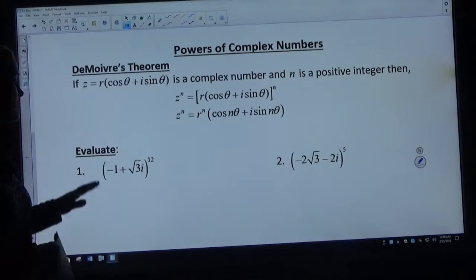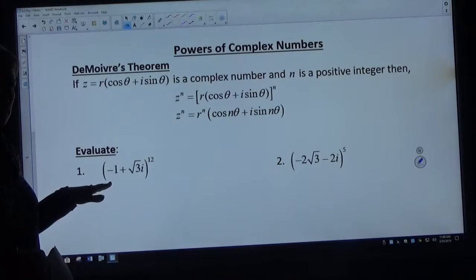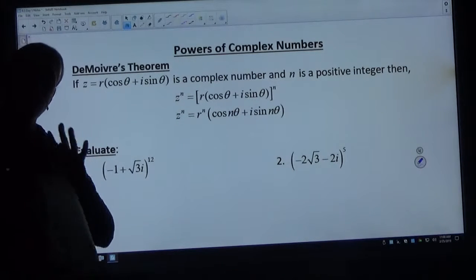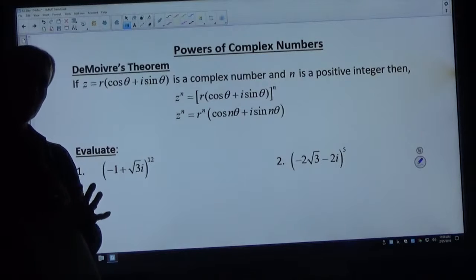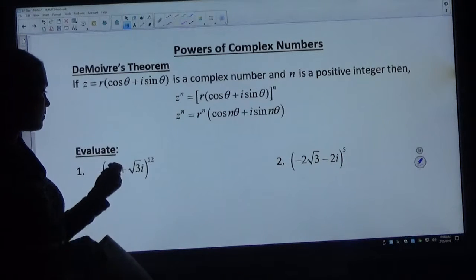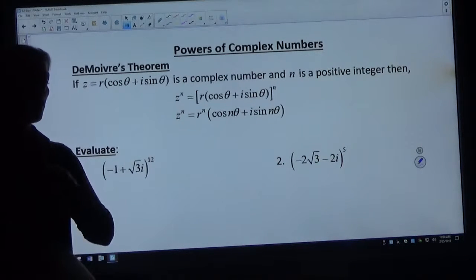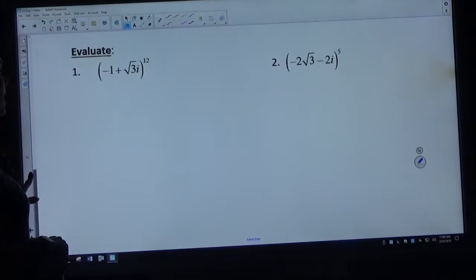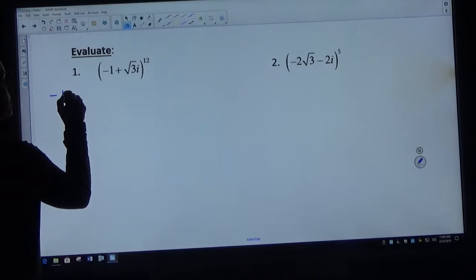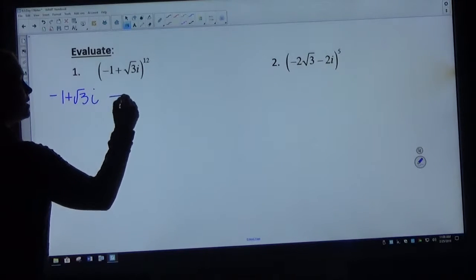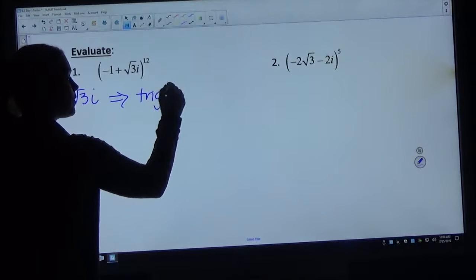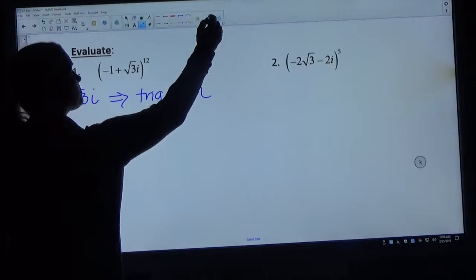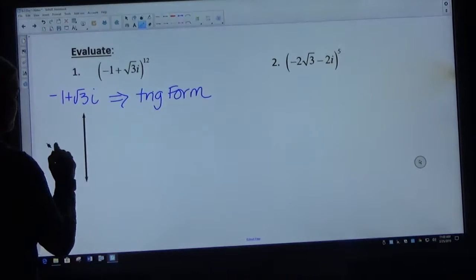What we're going to do is take a shortcut for this. To take a shortcut, we're going to use what's called de Moivre's theorem. As we get through it, I'll show you what that is. The first step is to now get this into trig form. Way easier to do this problem. So I'm going to start by taking negative 1 plus radical 3i and converting it to trig form. That is going to help us do this problem in way less time.